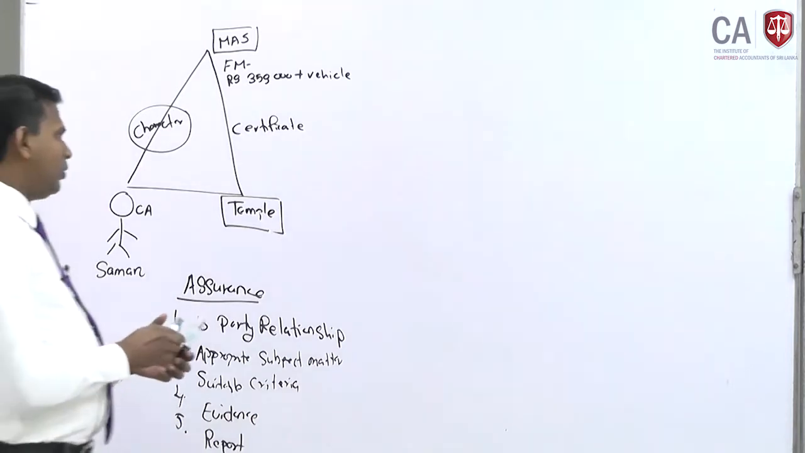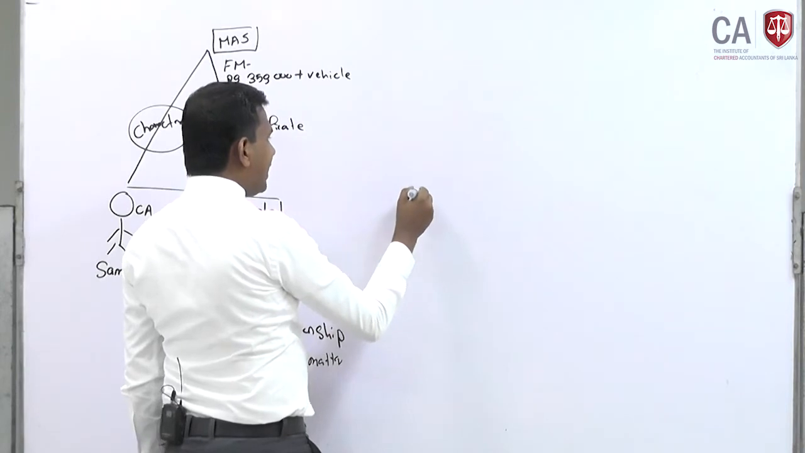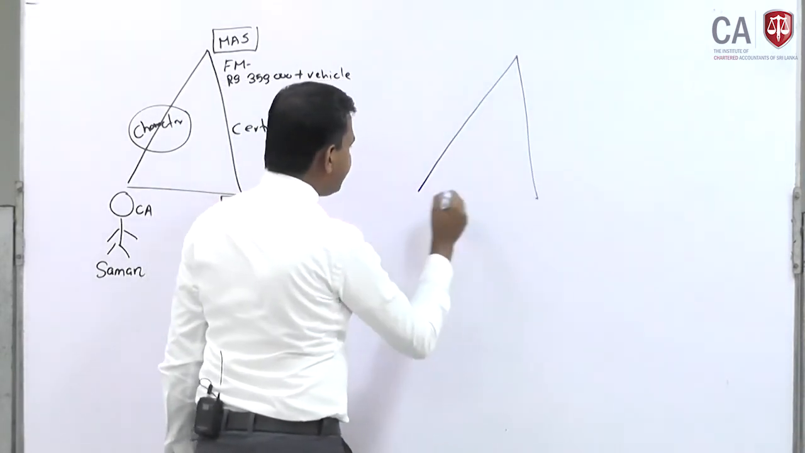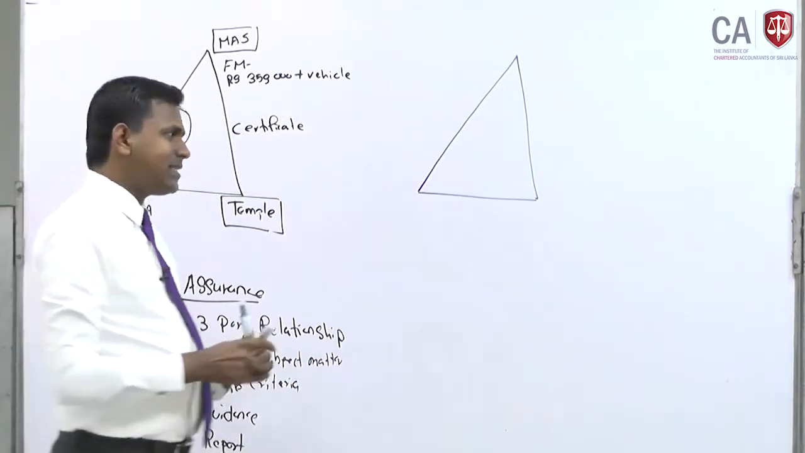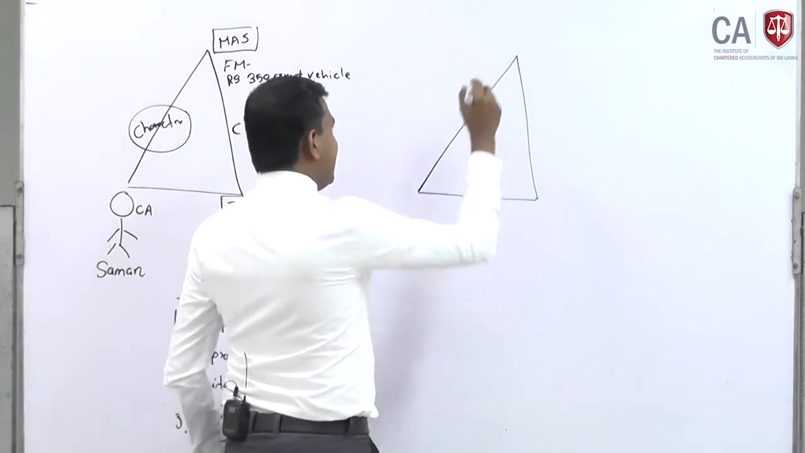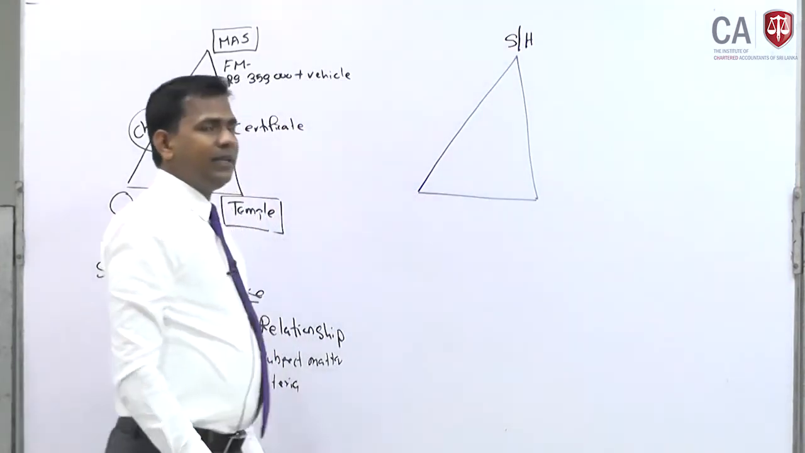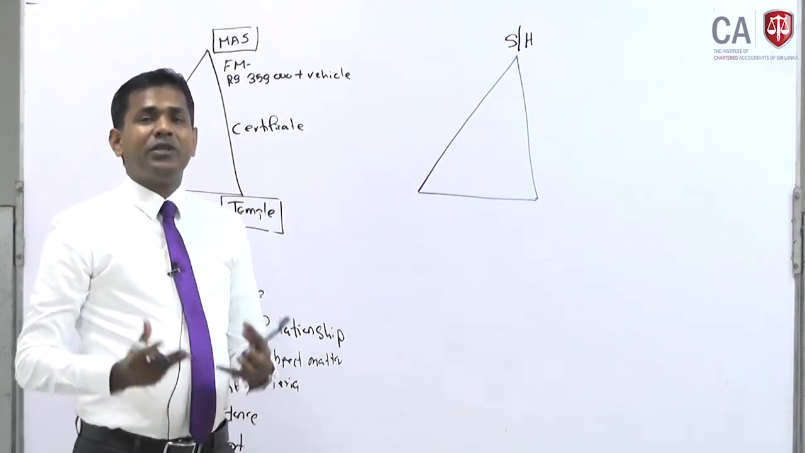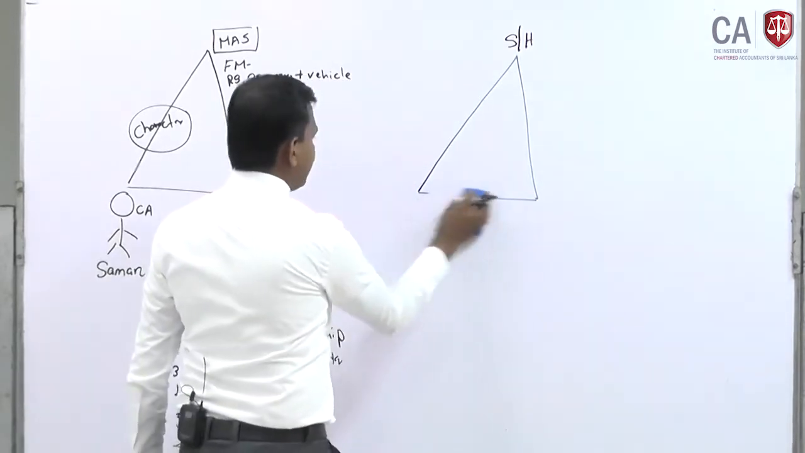Now I told you this diagram is applied for the financial statements, where we would say the shareholders and the company are two different parties. We'll forget this.